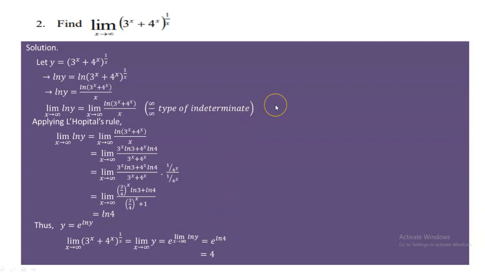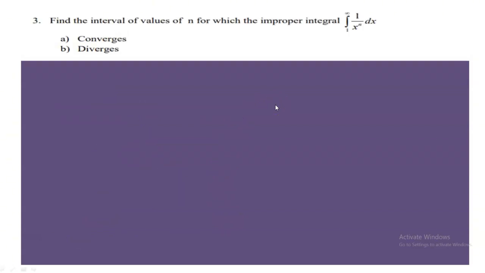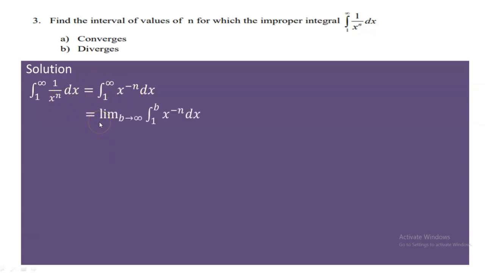And next from this we have the other question, question number 3, where you are asked to find the interval of n for which this improper integral is convergent and divergent. This can be done in the following manner. This is the integral from 1 to infinity of 1 over x to the power of n dx. This is equivalent to this one, just bringing x to the power of n up. And from this, the limit can be taken as b goes to infinity, because in place of this infinity we can have b here.